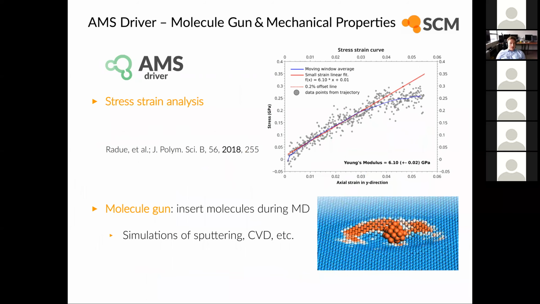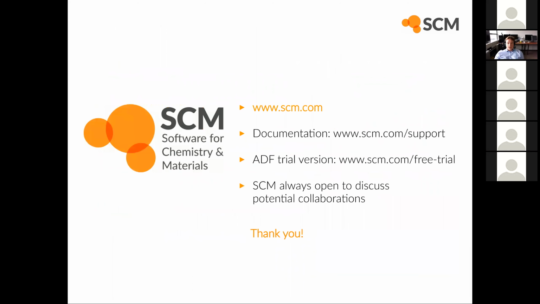Besides that, there are even more tools for other kinds of purposes available in the AMS driver. The last I want to mention here is the so-called molecule gun, which allows one to flexibly insert atoms or molecular entities in the simulation box at runtime. And that becomes handy when one wants, for example, to simulate sputtering processes or chemical vapor depositions and things like that. So with that, I would like to conclude my presentation.